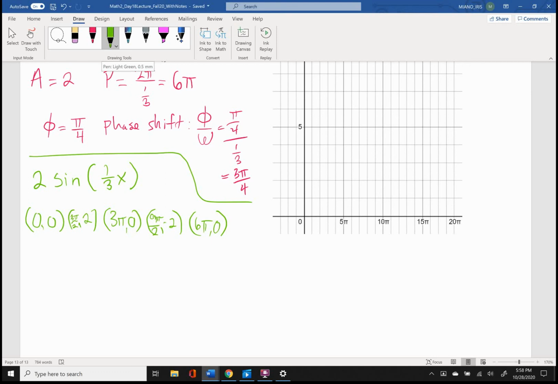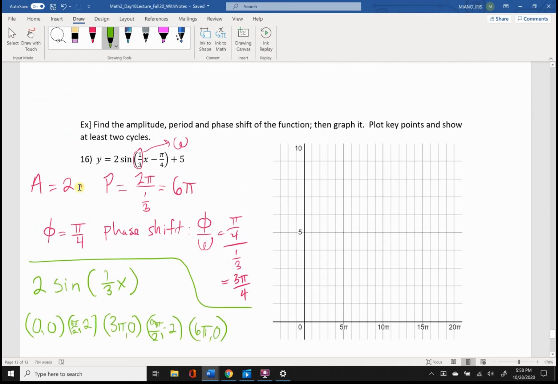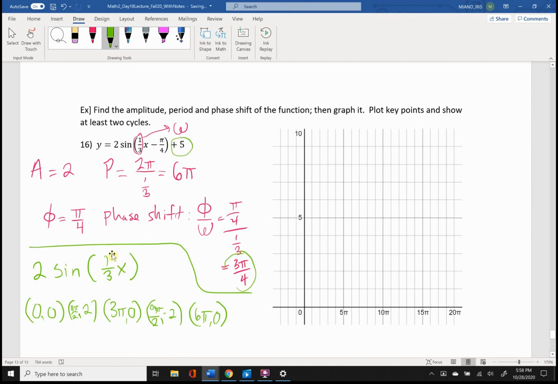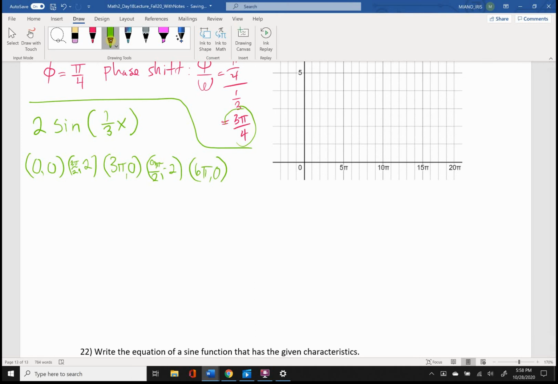But we have some vertical shifting by going up by 5 here, and then also we have a phase shift of 3 pi over 4. So how do we account for that? Well, basically, and I'll do this in another color here, for every x value, you're going to increase it by 3 pi over 4, plus 3 pi over 4, plus 3 pi over 4, plus 3 pi over 4.